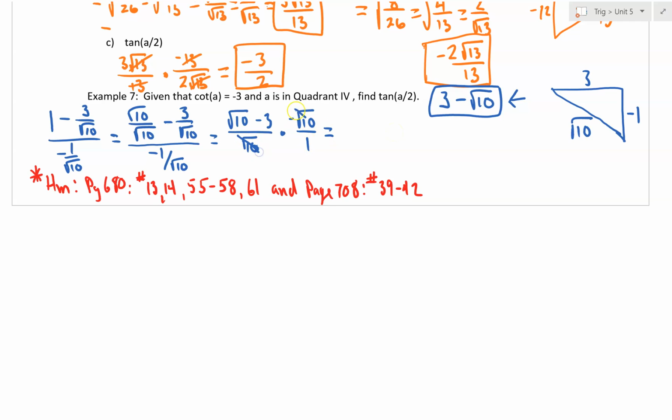When you do that, you're going to get rid of your root 10s. You have a negative here, which means the negative 3 is now positive, and the positive root 10 is now negative, and it would all be over 1, which gives you that answer. So hopefully we see how that works.